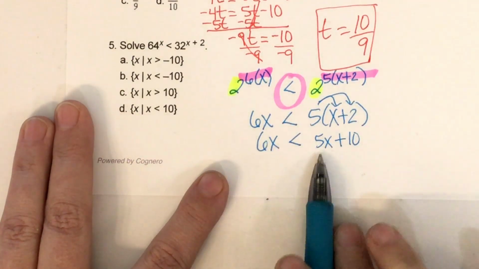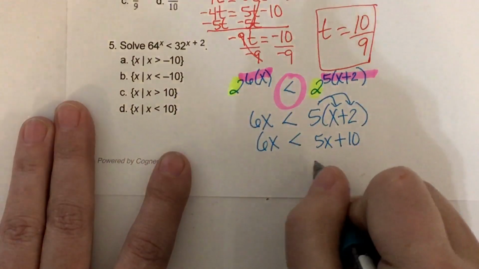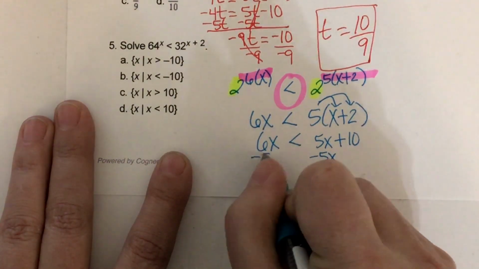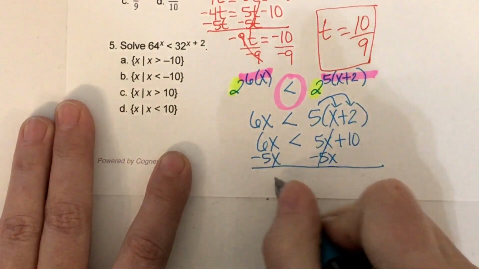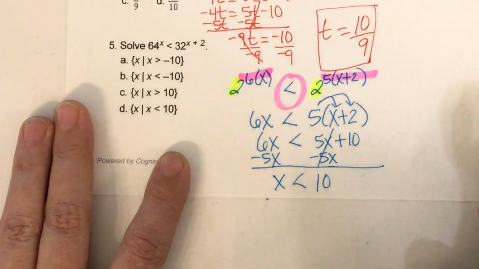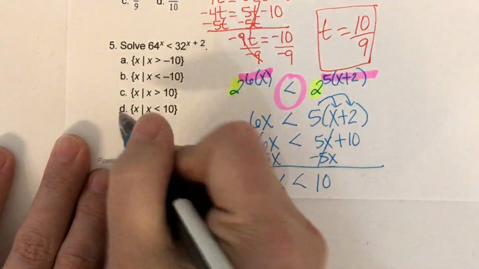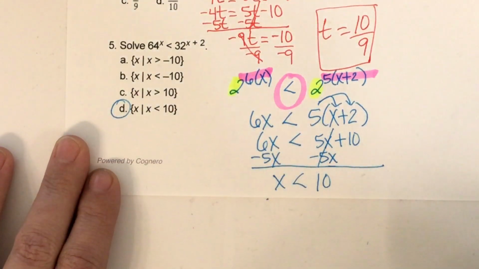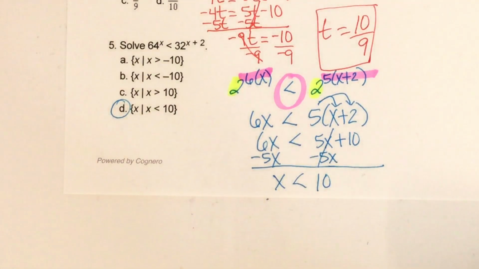I need to get my x's on the same side. Since he's alone, I'm going to move him over. So to move the positive 5x, I subtract it. 6x minus 5x is 1x, or x. Drop the symbol, drop the 10. And that's my answer. X is less than 10. And that is D. Okay, we're cruising. First page complete.